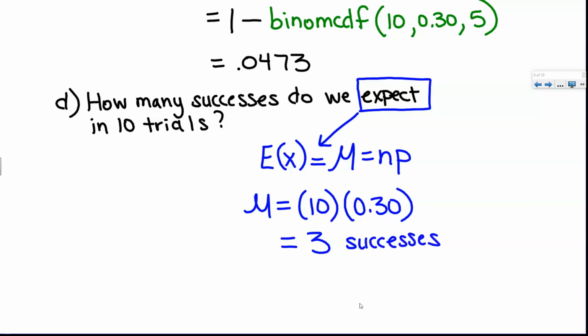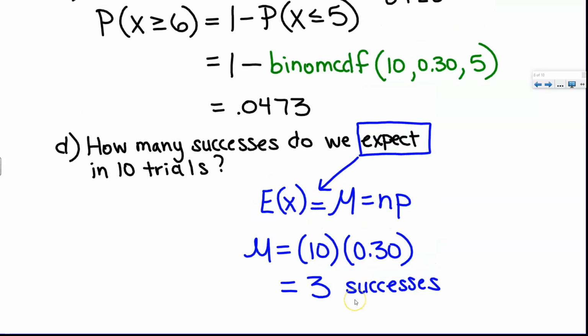So 3 successes is what we expect, which is why in part C it wasn't very likely that we would get 6 or more, right? Because we're only expecting 3. We might get 2, or 4, or maybe 5, but the chance that we get 6, 7, 8, 9, or 10 is pretty unlikely. That's why we see a low probability up there. And if we wanted to see how unlikely it would be to get 8, we could also calculate the standard deviation and use the empirical rule to figure out how many standard deviations away it is.